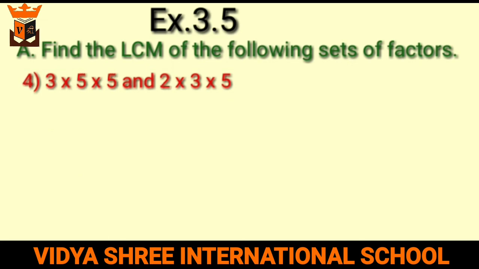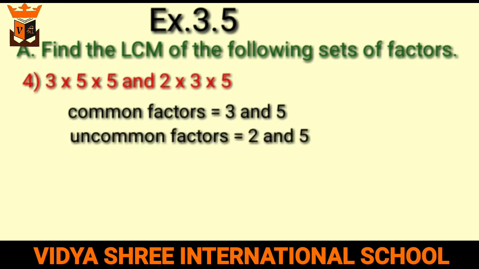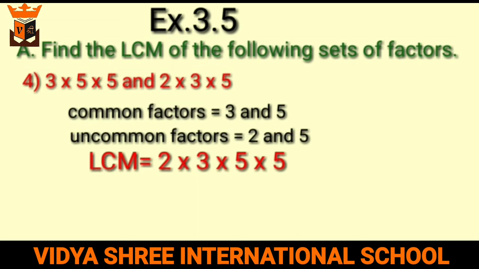Fourth one is 3 multiplied by 5 multiplied by 5 and 2 multiplied by 3 multiplied by 5. Here the common factors are 3 and 5 and uncommon factors are 2 and 5. So LCM will be 2 multiplied by 3 multiplied by 5 multiplied by 5, which is equal to 150.